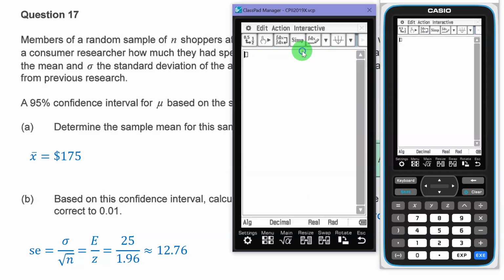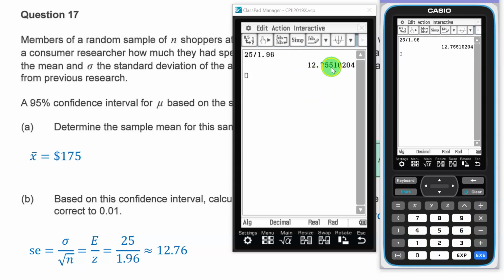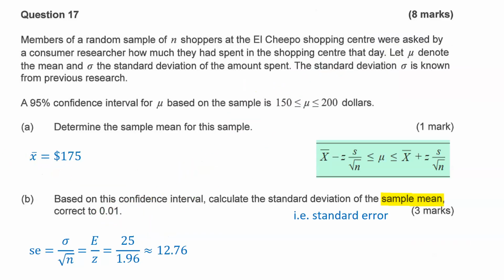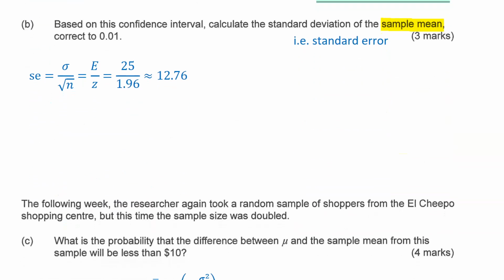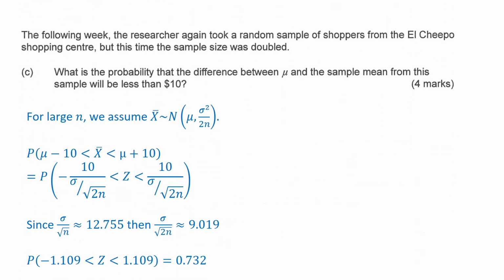We grab our calculator, divide 25 by 1.96. And what have we got? 12.755, to the nearest 0.01, 12.76. Then we shoot down to the last part of this question.